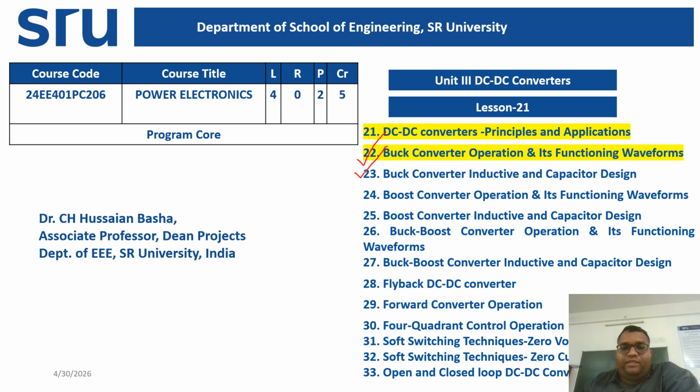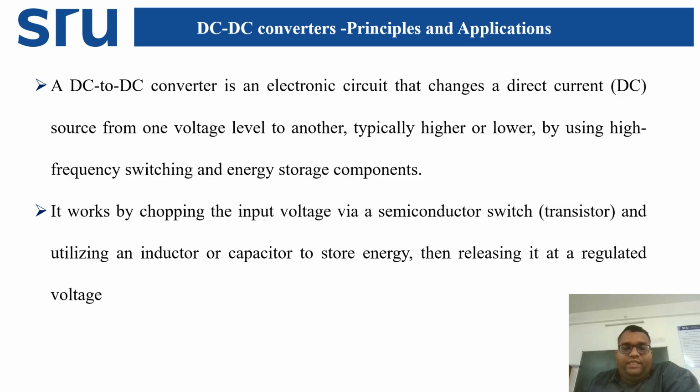Before going to the buck converter, we'll see what a DC to DC converter is and why we are using it. First, a DC to DC converter is a power electronic circuit which converts one level of DC voltage to another level of DC voltage. That is called a DC to DC converter. That is the first point.